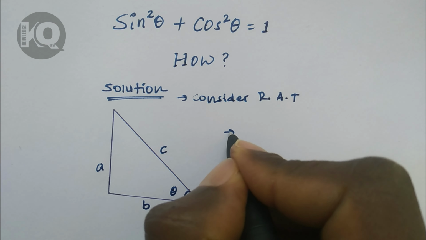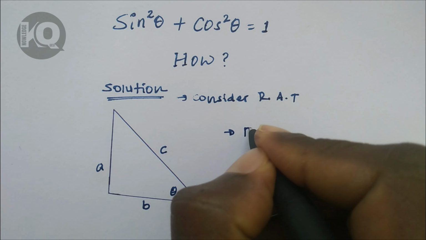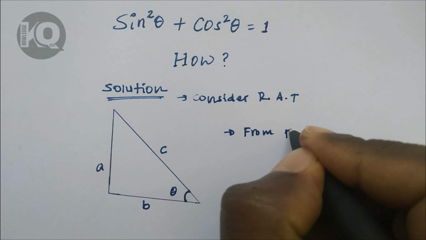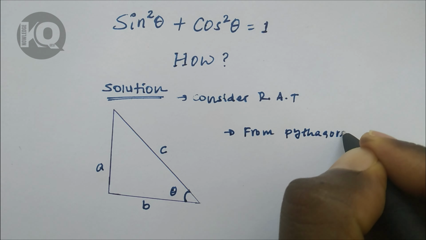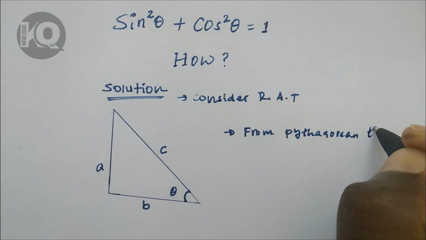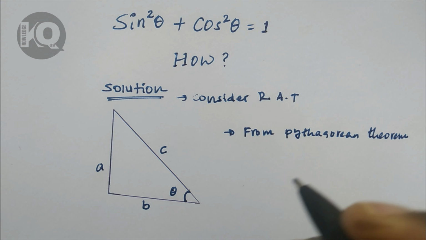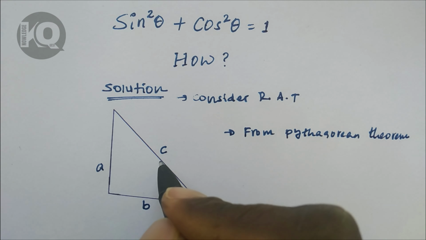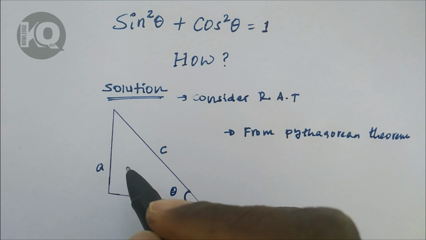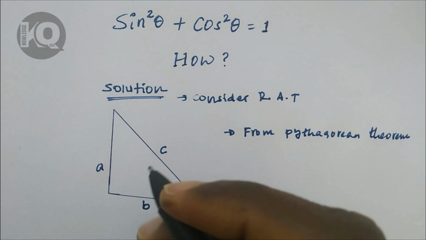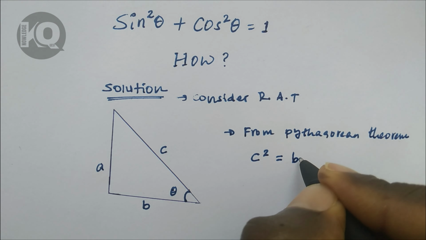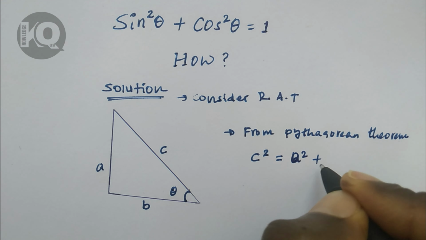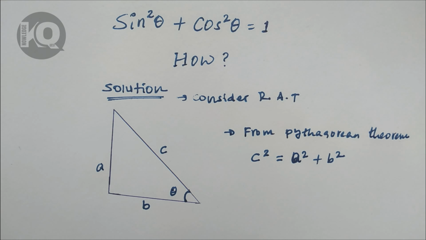So having this in mind, from Pythagorean theorem, we know that the hypotenuse squared is equal to the sum of the squares of the other sides. So c squared is equal to a squared plus b squared.